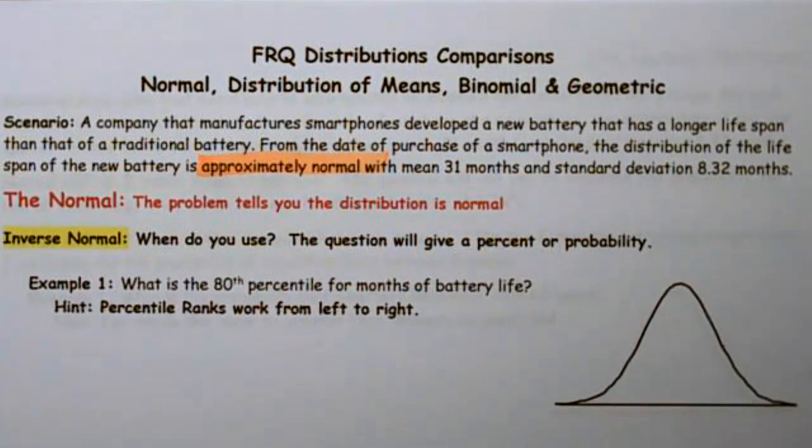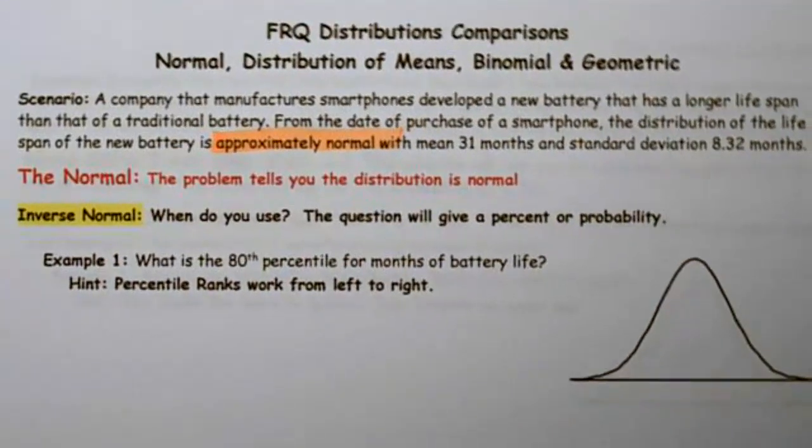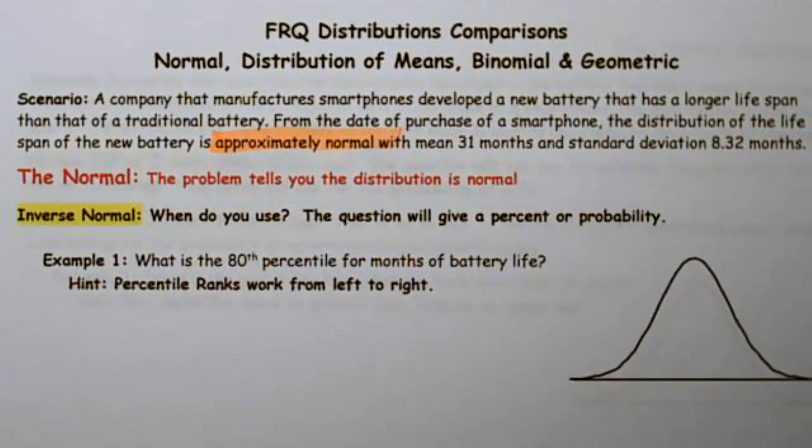So how do I know to use the normal? They almost always will tell you that it's a normal distribution. So that's almost guaranteed that they'll tell you that it's a normal. So we're going to start with the inverse normal, and here we go. When do you use the inverse normal? The question will give you a percent or a probability, and generally it's going to ask you for a value, but it's going to give you a percent or probability.